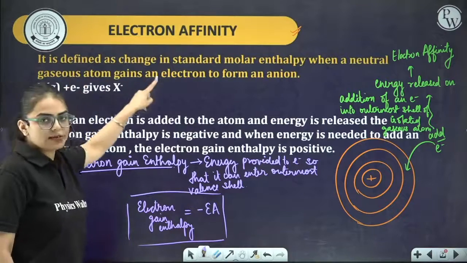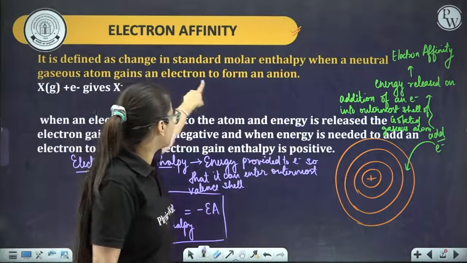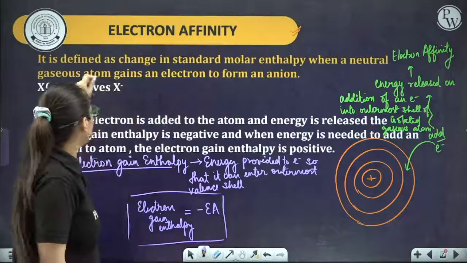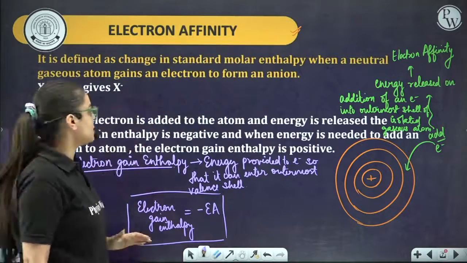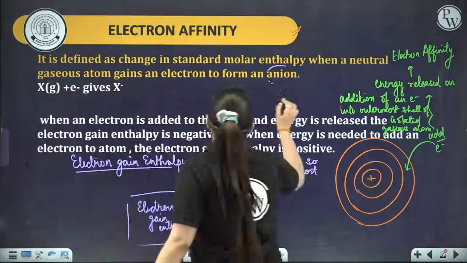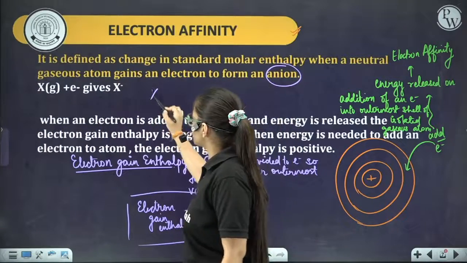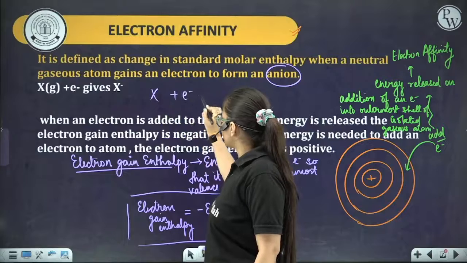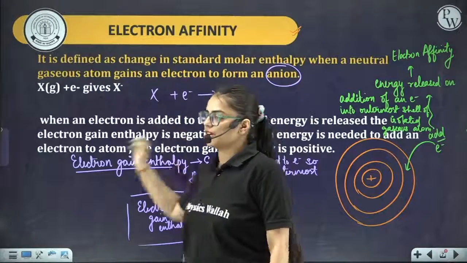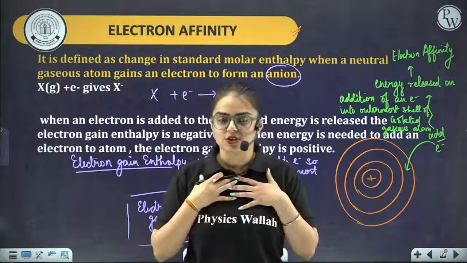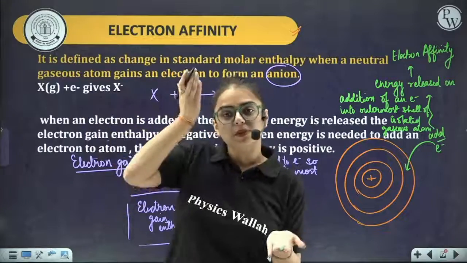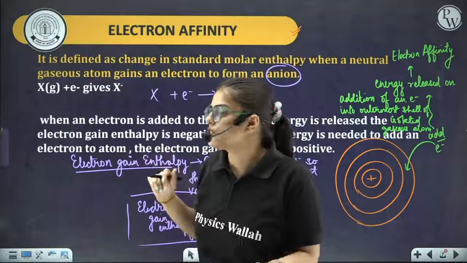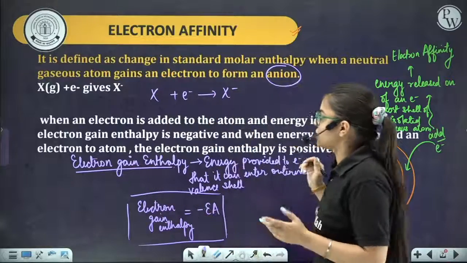Now I am explaining electron affinity. It is defined as the change in standard molar enthalpy when a neutral gaseous atom gains an electron to form an anion. What is an anion? The one which carries a negative charge. See, for example, if we have X, now if it is gaining one electron, it will gather which charge? Negative charge. For example, if I am a neutral species, I have equal positive and negative. If I am getting one more negative, so negative will become more, so I will get a negative charge. Clear, everyone? So this is electron affinity.